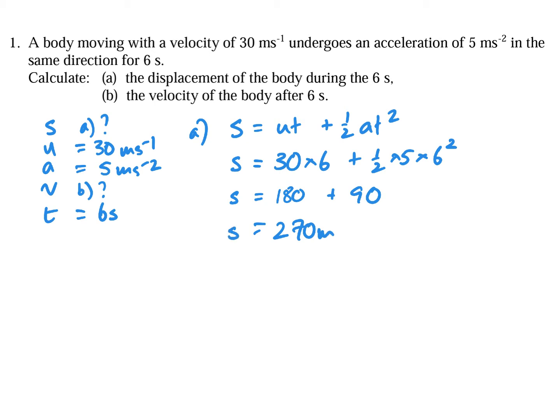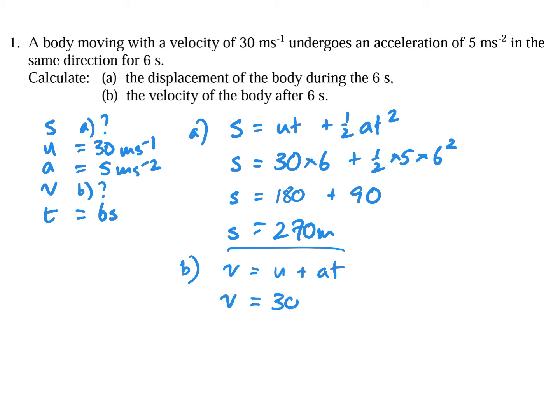So we'll get S, that's the displacement during 6 seconds. Then when we get to B, we now have a choice because we now know 4 out of 5. But as we discussed in class, you would always go with the simplest one. Right, so that's this one in this case.